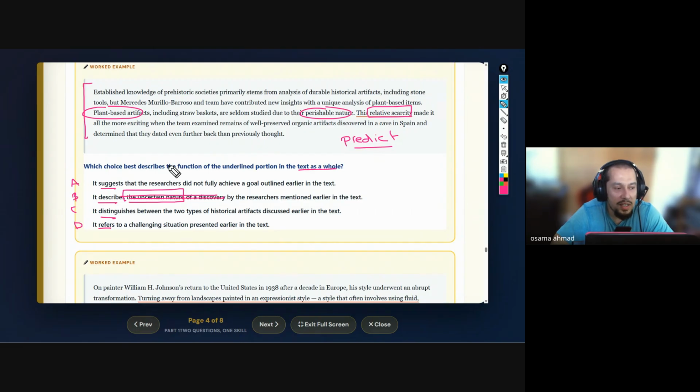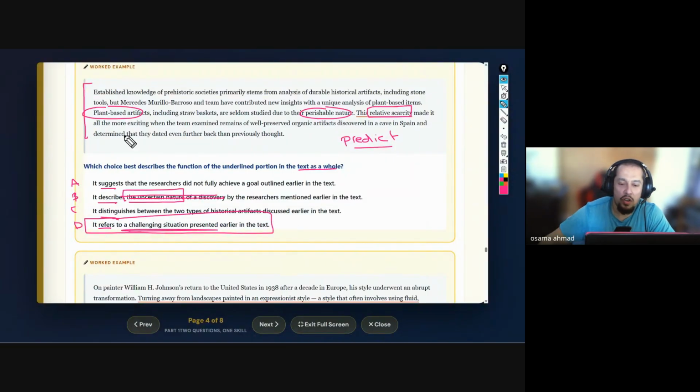It has a function, it has a purpose. So your job is to figure out what is the purpose, for example, of these words. So these words, this relative scarcity, for example, right? It's underlined and it asks us what the function of these words is. And like Lena told me, it says there is some evidence that is not available. So it's not that it's uncertain. It's that it's not there, very rare. So it's a challenging situation presented early in the text. What is the challenging situation? Plant-based evidence perishes. It goes away. Be patient.